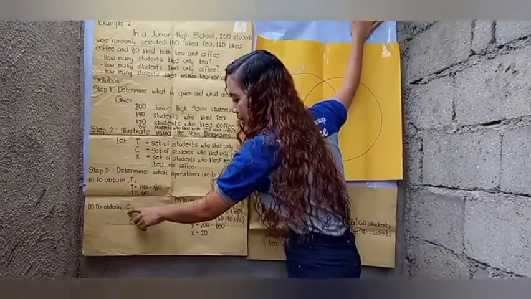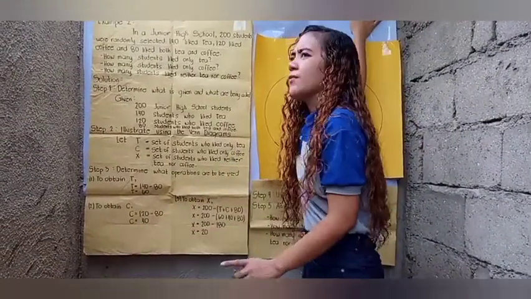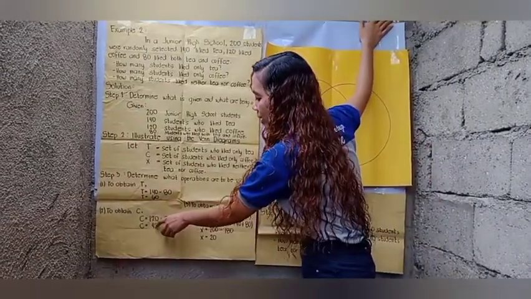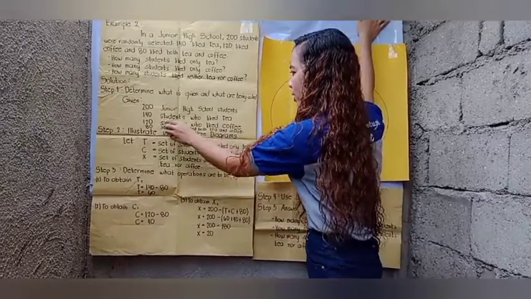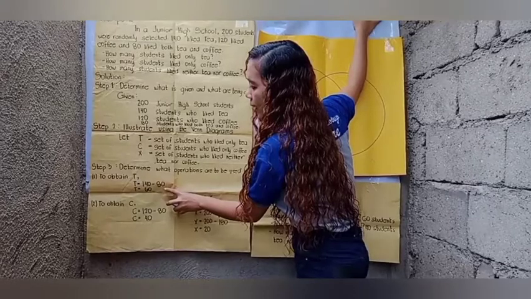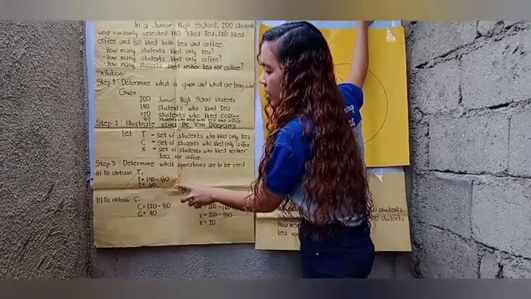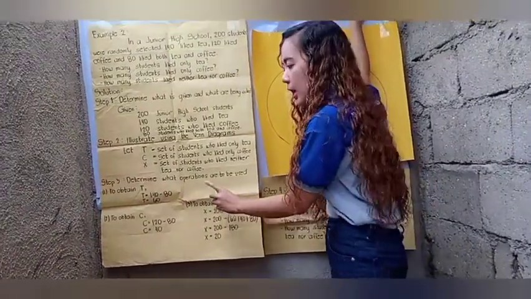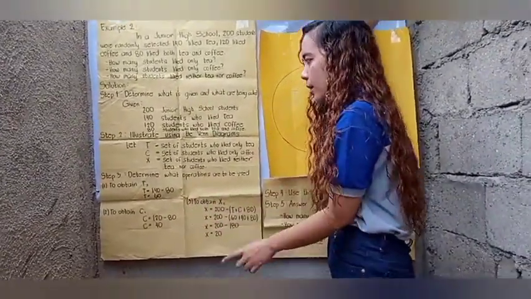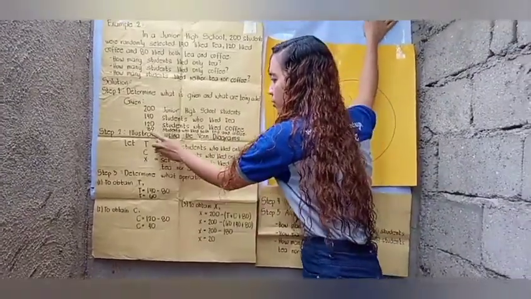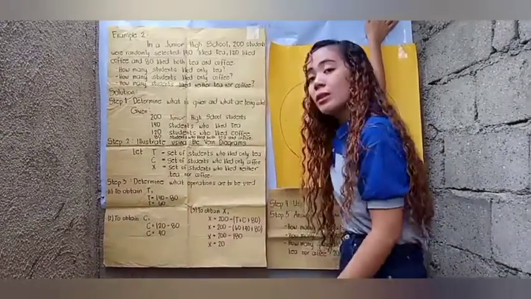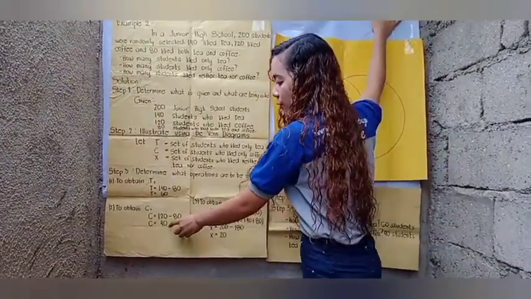And then, to obtain C, to obtain the values of students who like only coffee, we have to find, of course, the value of students who like coffee. We have 120. And then, just like the operation we have used in obtaining the T value, we have to subtract the values of students who like coffee to the value of students who like both tea and coffee. So, we have 80. 120 minus 80 is equal to 40.